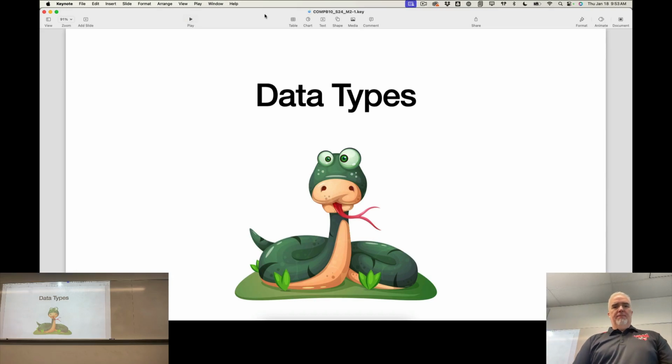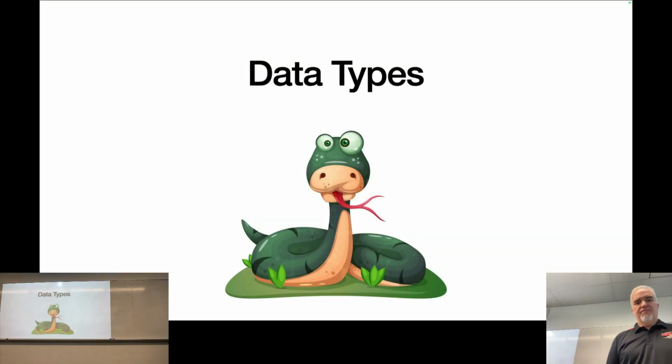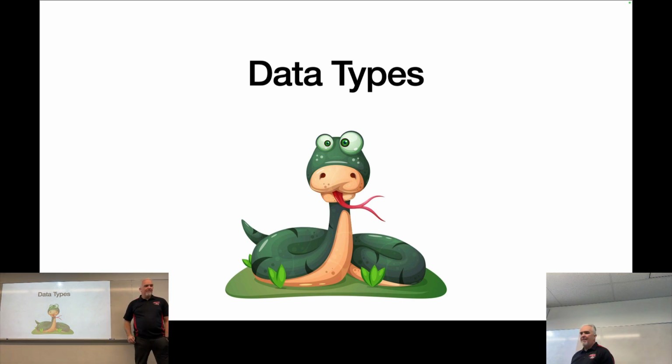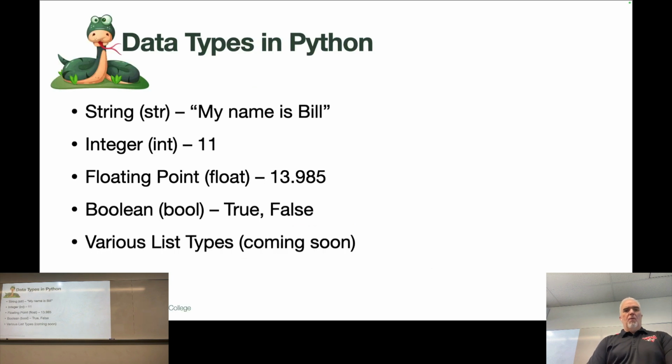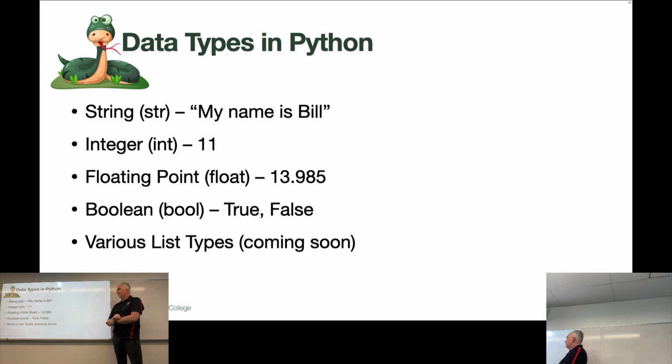Now, in each variable, we have what are called data types, okay? And a data type determines what you can do with that variable, as well as what you can put in there next. Okay, so the basic data types in Python, the ones that we'll be dealing with at first, there are more, but we're going to start out with these four.